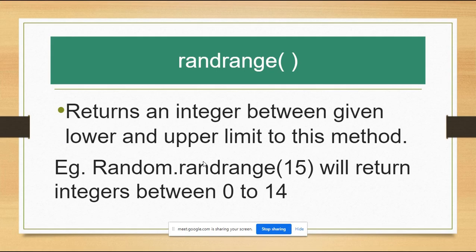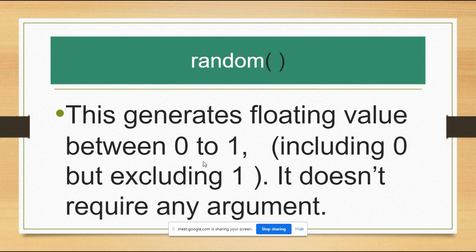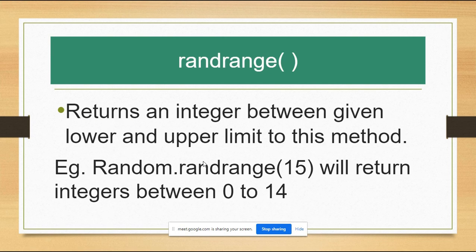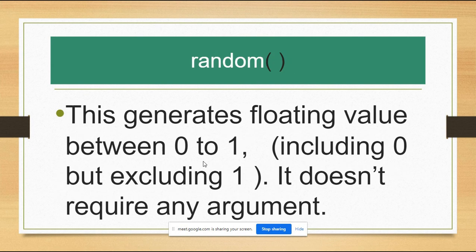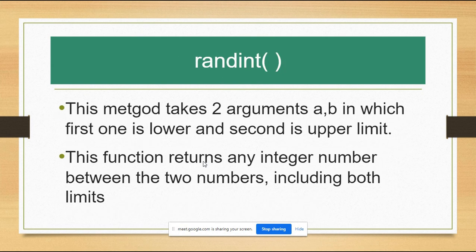So let's move towards the next one. This is random. I think random is clear. Randrange will give you an integer number, but random will give you a float number which will be in the range 0 to 1, where 1 is excluded, which is not included in that range, right?